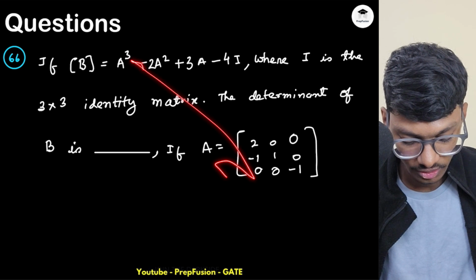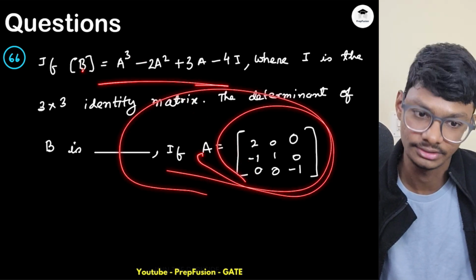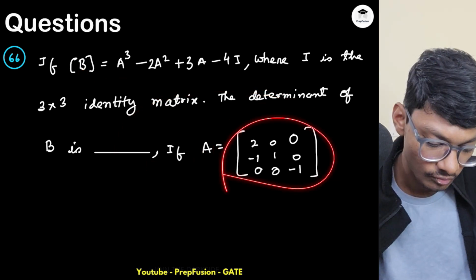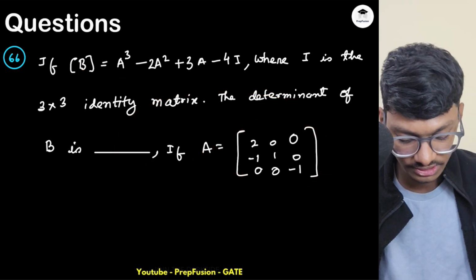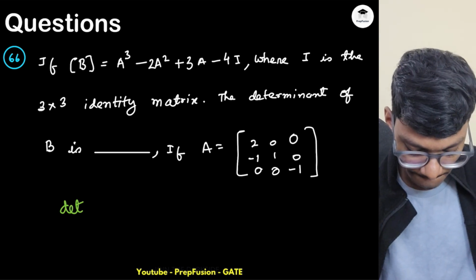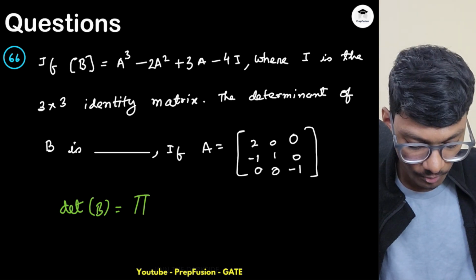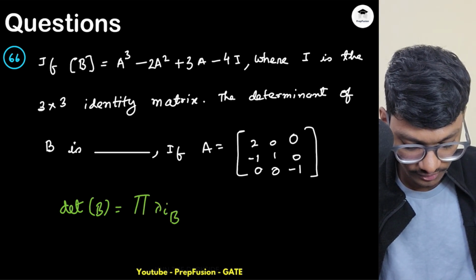You can write A cube over here, then find the value of B in this matrix format and then find the determinant of that. You can do that. But what other thing you can do? What does the determinant of B mean? You have to find the determinant of B, right? In terms of eigenvalues, it means you have to find the product of the eigenvalues of B.